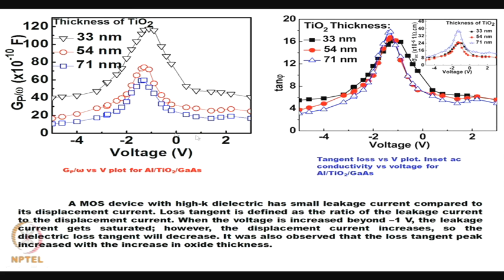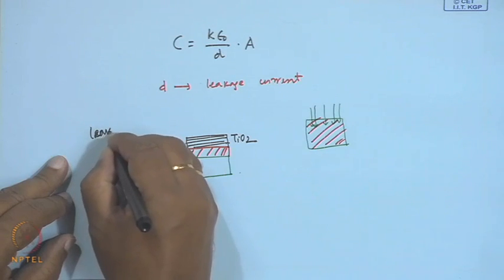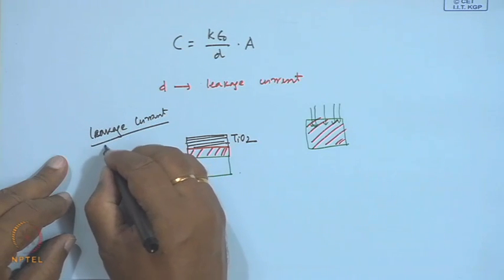And this is the plot we have shown earlier also. Here is the tangent loss versus voltage plot, and in the inset it is the conductivity versus voltage plot. For different thicknesses we have measured the conductance versus voltage. A MOS device with high K dielectric has small leakage current compared to its displacement current. The loss tangent is defined as the ratio of the leakage current to the displacement current.